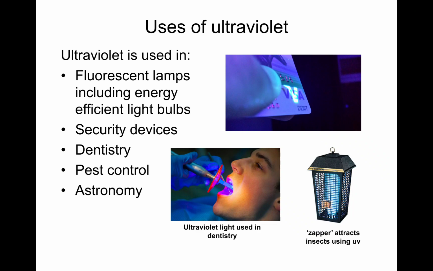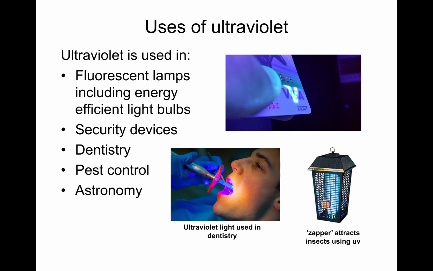Ultraviolet is used in fluorescent lamps, including energy efficient light bulbs, security devices, like this Visa debit card on the right hand side, and dentistry. With UV light in dentistry, you've got a few uses. One that I've had personally is fillings. They use the UV light to get the composite to bond really quickly, so you can put a filling in very quickly. There's also pest control and astronomy.